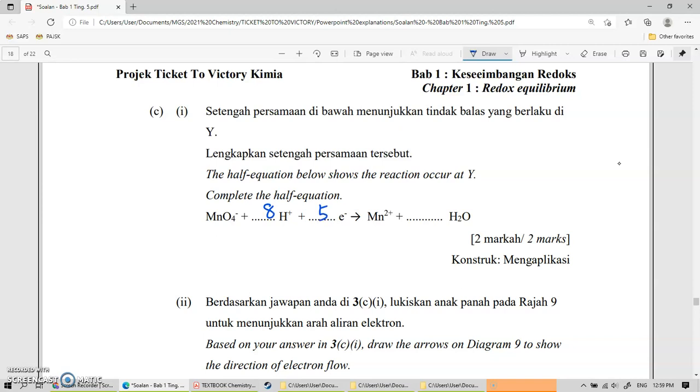Normally I ask my girls to memorize 8 and 5. Because of the 8H, the number here would be 4, since 4 times 2 is 8. Then you check the charges: negative, 8 plus, and 5 negative, so on the left side the total will be 2 plus, and on the right side is also plus 2. So plus 2 equals plus 2, it's correct. You don't need to write this one, this is just to make sure that the equation is balanced. So that's your 2 marks.